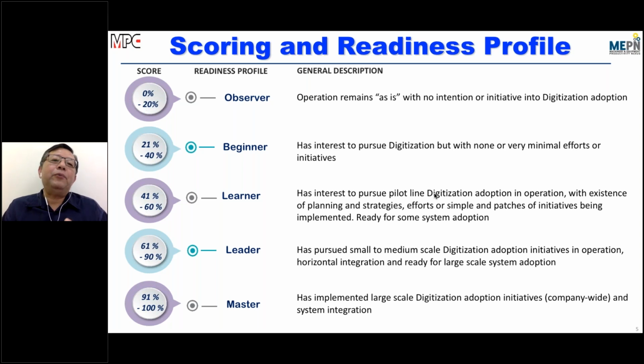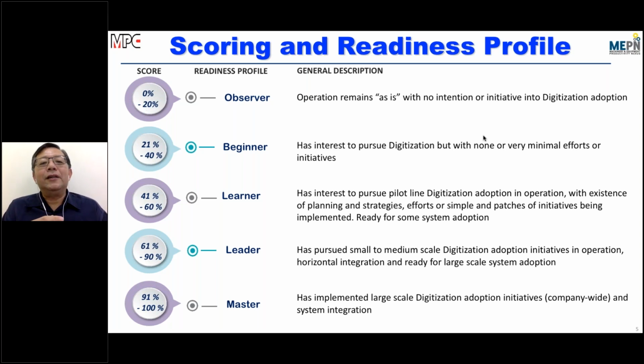The whole idea is we would like to know, before you participate, when you do the self-diagnostic, what does your organization profile look like? Are you the observer? Either you are the observer, you only have the very basics. Okay, your operation runs as is. There's no intention or initiative toward digitization adoption yet. Then the second one is the beginner, those who score 21 to 40. So you have some interest to pursue digitization, but only very minimal effort put in.